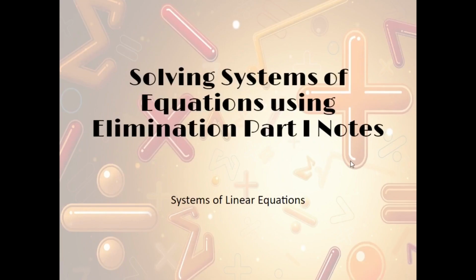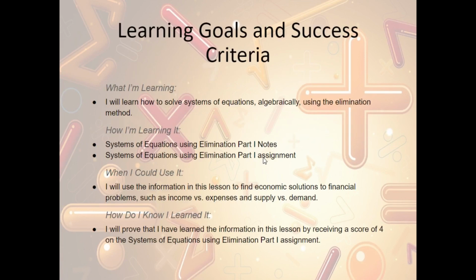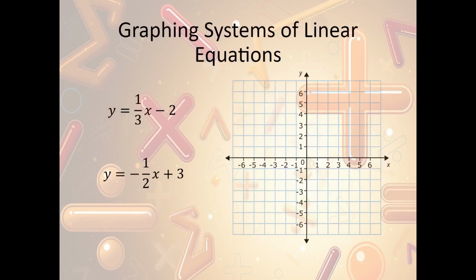Let's take a look now at the Solving Systems of Equations Using Elimination Part I notes. The notes begin with the learning goals and success criteria. Now let's take a look at how we can graph systems of linear equations. All this really means is we're going to graph both of these lines at the same time. On the first one, we'll go ahead and graph this. We're going to plot our y-intercept, which is -2. So we're going to go down 2 and plot our point. And the slope is 1/3, so we're going to go up 1, to the right 3, plot our point, and connect the dots.